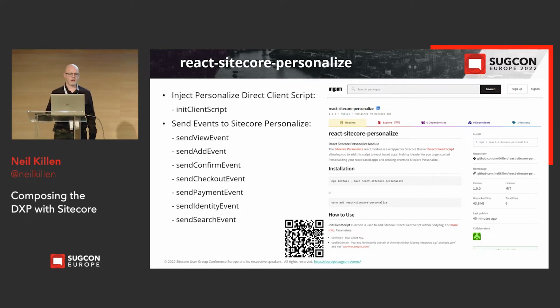With one line of code, you can send a view event for managing page views, send the add event when you add products to the cart, send a confirm event to confirm which products are in your cart, and send the checkout event when you're ready to check out. It's tracking the user's behavior throughout their commerce journey. Send payment, send identity event. If the user enters their details, you can capture their username and email address and track that within Sitecore CDP, and it will then convert them from a guest to an identified, known user. And then send search event. There's probably a few other events and methods that I haven't got in here, so I'll be extending that over time.